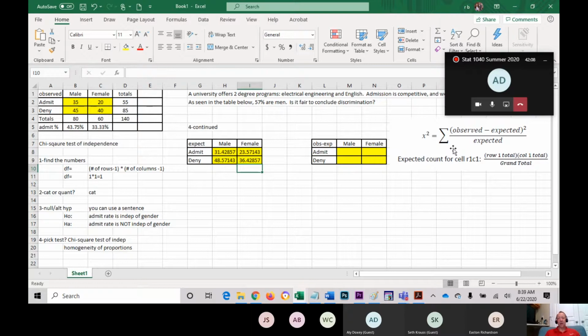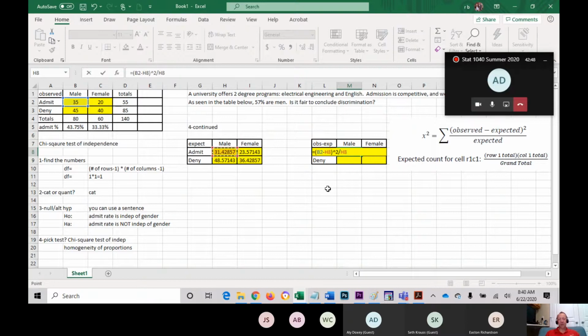Now, what I need to do is find the chi-square sum. That's the other formula here. This is very important: use parentheses on this one. I'm going to take the observed. I observed that 35 males were admitted. I'm going to subtract the 31.5 who were expected, close my parenthesis, square that, and divide by the expected count of 31.5 males.